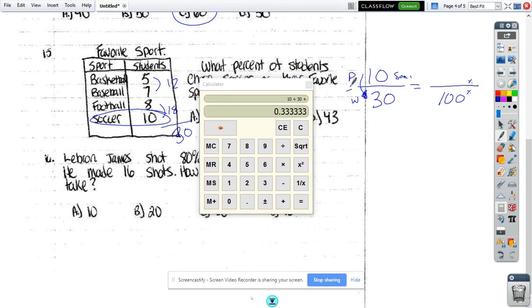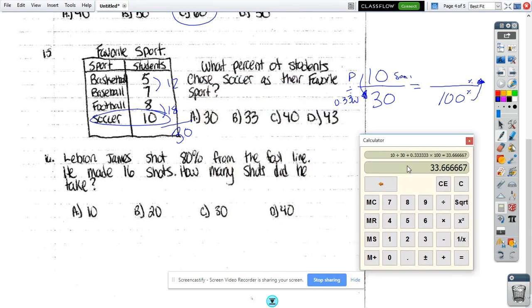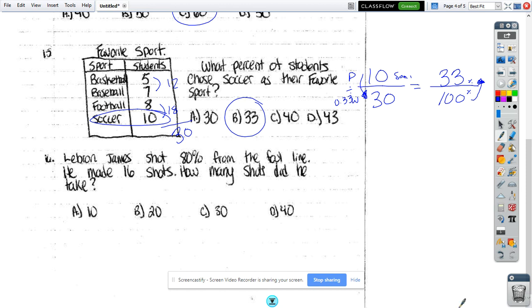So this was dividing by 0.33. And then since my arrow is going the opposite direction, we're going to use an opposite operation. So I divided, so I'm going to do 100 times. So it's times 100. And that's 33.333. So that's going to be 33%. Again, opposite directions is opposite operations.